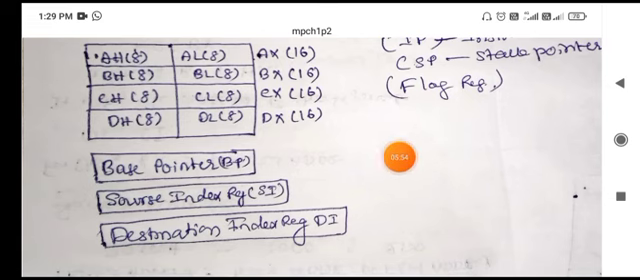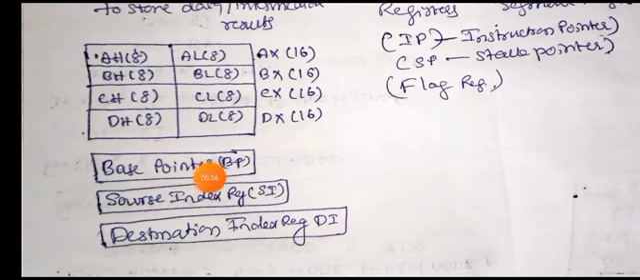base pointer register. So base pointer register, it can be used as temporary storage or intermediate results, and it can also be used to hold the offset address of the data within the stack segment. Within the stack segment, only for stack segment.